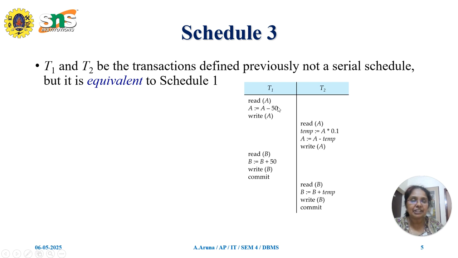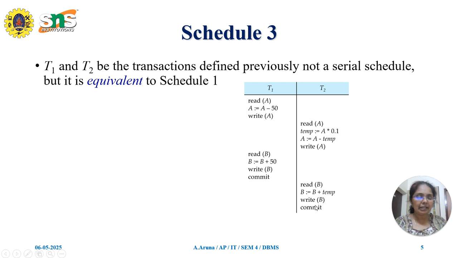This particular schedule is equivalent to schedule 1. The output is the same as schedule 1. Here it first executes the read statement of the first account, debits the $50 from that account, and updates it. It then leaves the resource for transaction 2. Transaction 2 debits 10% of the balance amount of A. Again it leaves the resource for B, where the 50 debited from account A is credited. It executes the commit statement.